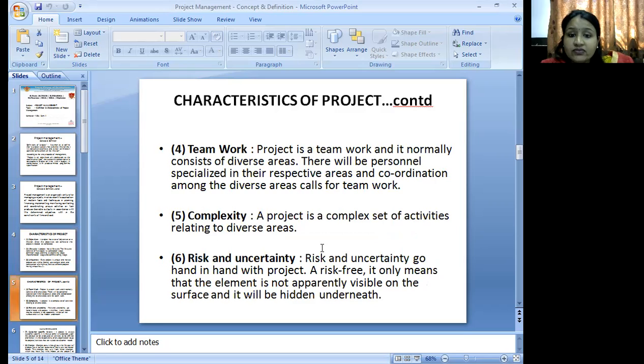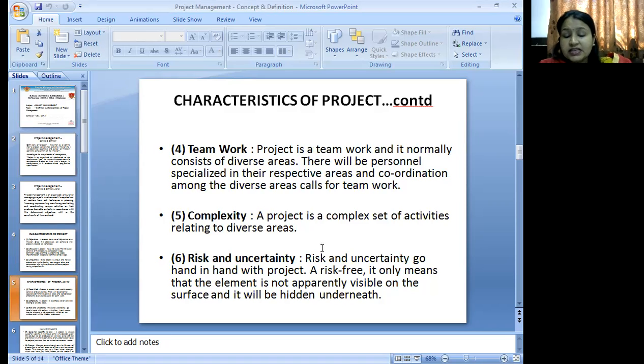Fourth is teamwork. A project is a teamwork. Basically, it normally consists of diverse areas. There will be personnel specialized in their respective areas. The coordination among the diverse areas calls for teamwork. Fifth is complexity. A project is a complex set of activities related to diverse areas.